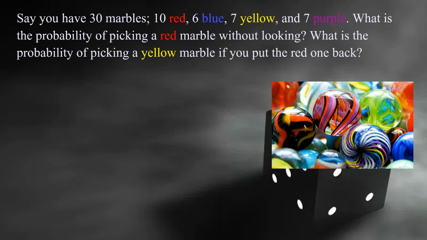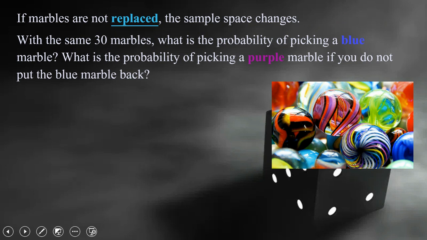Now, if you put the red one back, we are not changing the sample space. So these are independent events. Choosing a red marble was a 10 out of 30 or a 1/3. And then choosing a yellow is a 7 out of 30. Okay, the first draw of the red does not affect the yellow. Those are independent events. Now, if we don't replace the marbles, then that changes each subsequent pull.